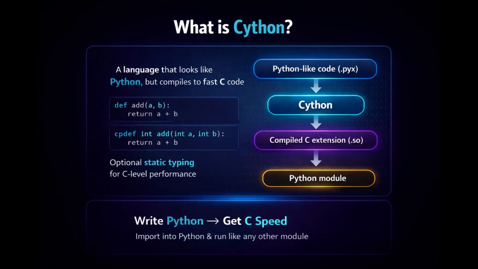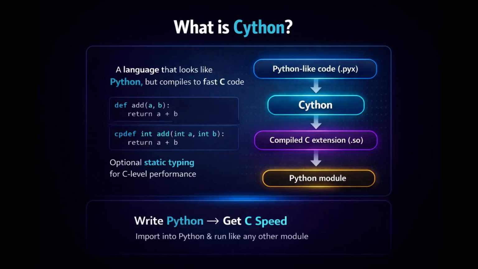It generates C code, compiles it, and produces a regular Python module that you can import just like any other package. That's why Cython is so popular in scientific computing. It gives you the performance of C, but with the readability and flexibility of Python. And in this tutorial, you'll see that the workflow is very simple. Write a pyx file, add a little typing, compile it, and enjoy the speed.